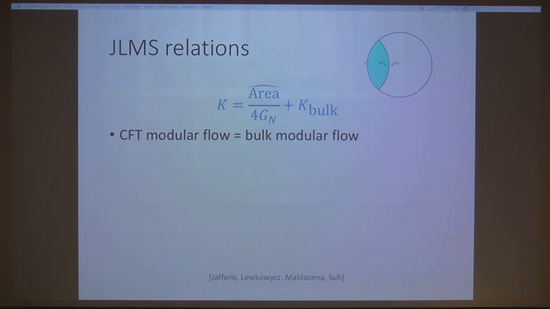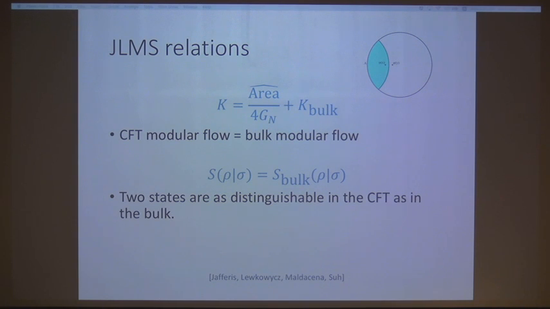At some level, this is saying that the modular flow that you induce using the modular Hamiltonian should match between the CFT side and the bulk side. The second relation is that if you choose two states, rho and sigma, their relative entropy, which we introduced before, can now be computed both in the CFT and in the bulk. And the statement is that they are equal. This is the same statement as saying that the two states are as indistinguishable in the CFT as in the bulk. So you don't lose anything by studying the difference of the two states in the bulk. Both of these relations hold to one loop order in 1 over N.